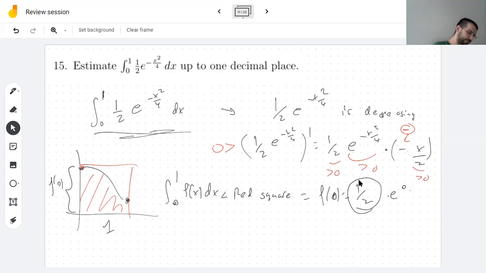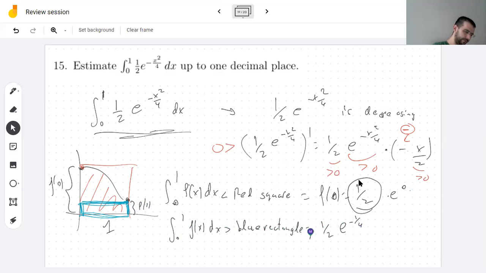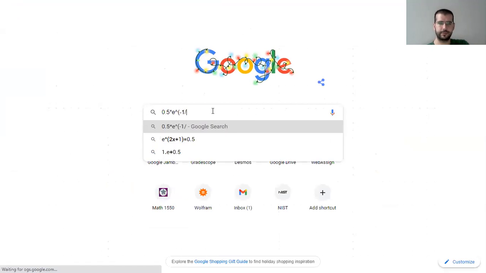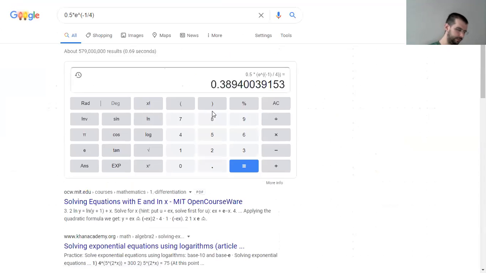And it's bigger than the area down here. And this has area f of 1, so 1/2 e to the negative 1/4. What's 1/2 e to the negative 1/4? I guess this requires a calculator. Oh, it's 0.39. So I'm almost at one decimal place. This is 0.5.